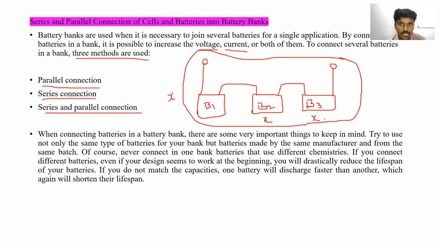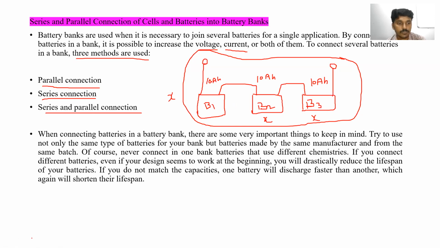Clear? And the second point is: all the batteries should have the same rated values. For example, if the battery's rated capacity is 10 ampere hours, this one also should be 10 ampere hours, and this one also should be 10 ampere hours. So the capacity of the batteries also should be the same.